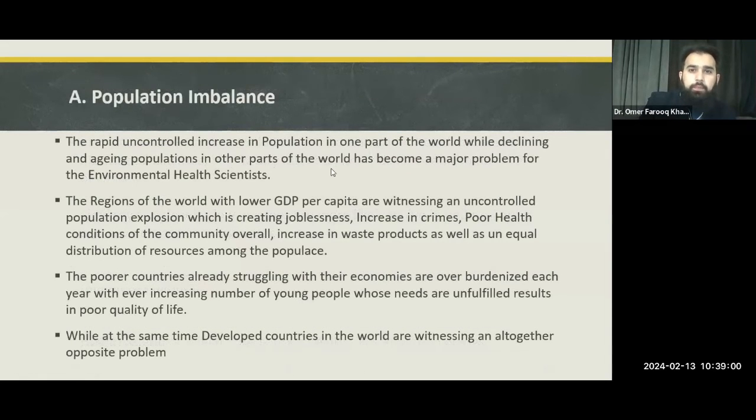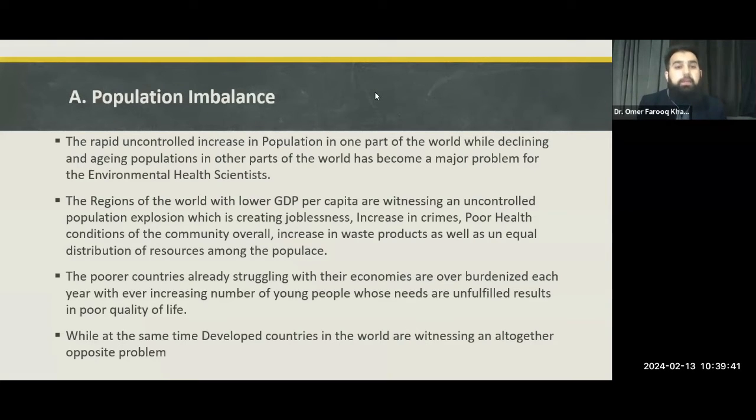So the first environmental factor having a direct impact on human health is population imbalance. I did not use the words population explosion because, as per my research, this term is not correct. And why this term is not correct, I will defend that viewpoint with evidence as well. So I use the words population imbalance instead of population explosion.